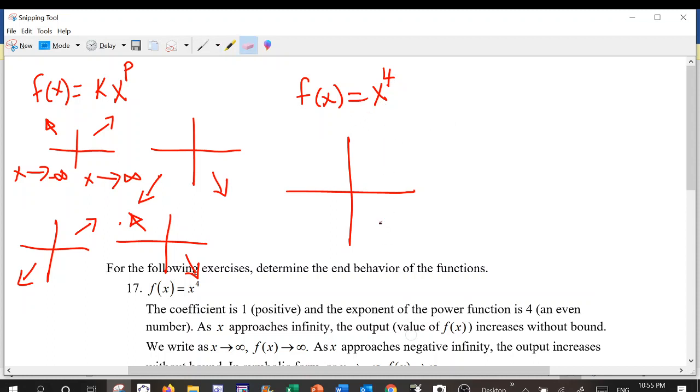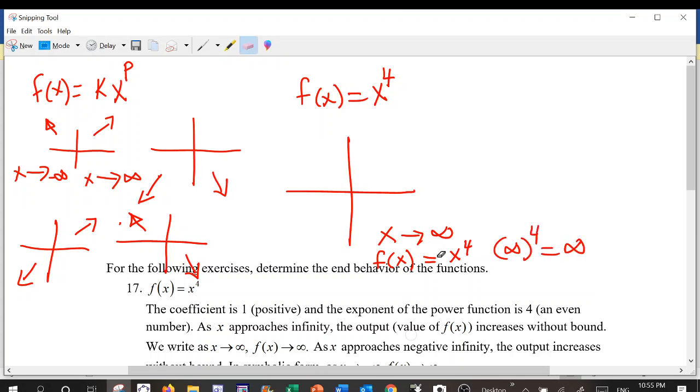So the way we figure it out is by letting x be infinity, basically. So what's f of x? Well, f of x is x to the fourth power. That means x approaches infinity is like infinity to the fourth power, which is infinity.